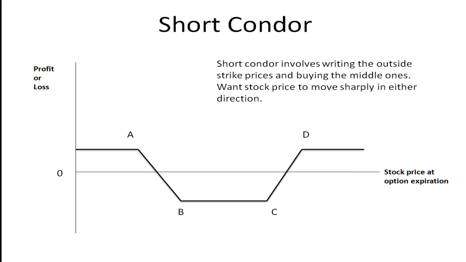Now, a short condor is the mirror image of the long condor. And this is going to involve writing the outside strike prices and buying the middle ones. And here you want the stock price to move sharply in either direction. So you want the price to be either below A or above D. And if you look at this again, from here to A to B to C, this looks like a bear spread, and from B to C to D, and then extending out here, it looks like a bull spread.